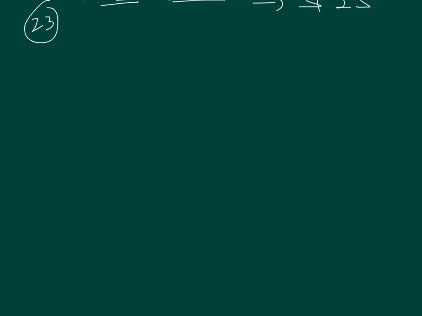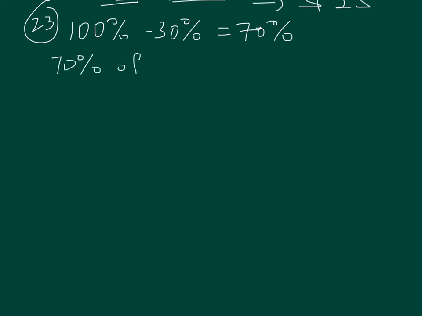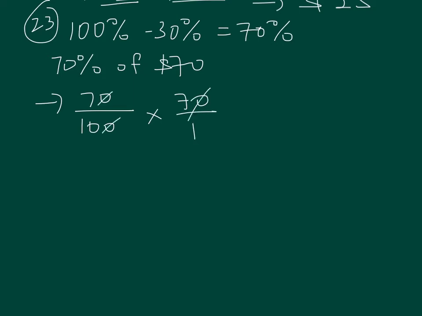Question 23. The usual price of an electric fan is $70. It was sold at a discount of 30%, which means 100% minus 30%. We still have to pay 70% of the price of the fan. What was the price of the fan after the discount? So 70% of $70. 70 over 100 times $70. Cancel, cancel, cancel, cancel. 7 times 7, 49 over 1. Question 23, answer is $49.